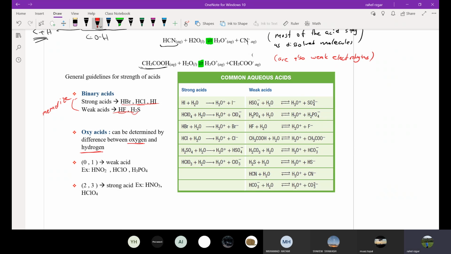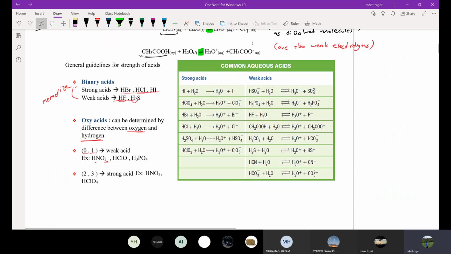How? If the difference between oxygen and hydrogen inside an oxyacid is 0 or 1, it's a weak acid, such as HNO2. Look at HNO2. We have 2 oxygen and 1 hydrogen. 2 and 1, what is the difference between them? 1. So if the difference is 1, then it's a weak acid. HClO, 1 oxygen, 1 hydrogen. So the difference is 0. 1 minus 1 is 0. So if the difference is 0, then it's a weak acid.